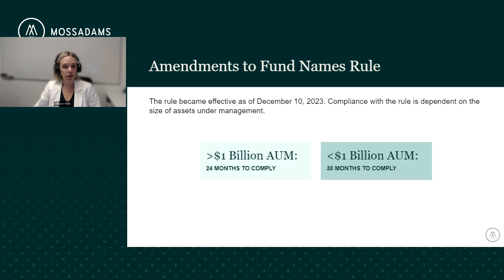This rule became effective in December 2023, and compliance with its requirements depends on the size of total assets under management. Specifically, if you have in excess of 1 billion AUM, then you have 24 months from the effective date to comply. Whereas if you have less than that, you have an additional 6 months, or 30 months total from the effective date, to comply with the provisions of this rule.